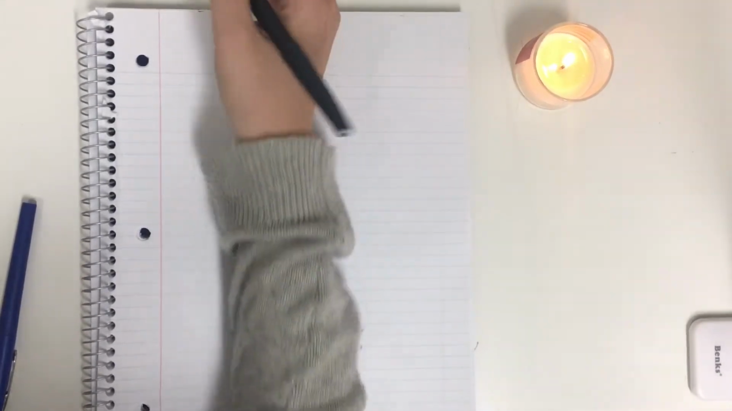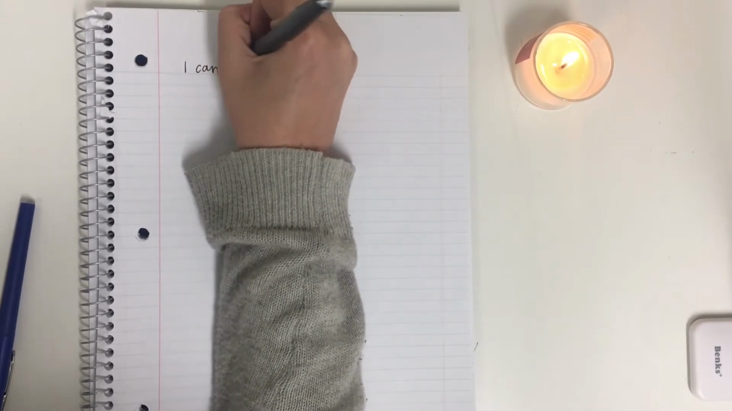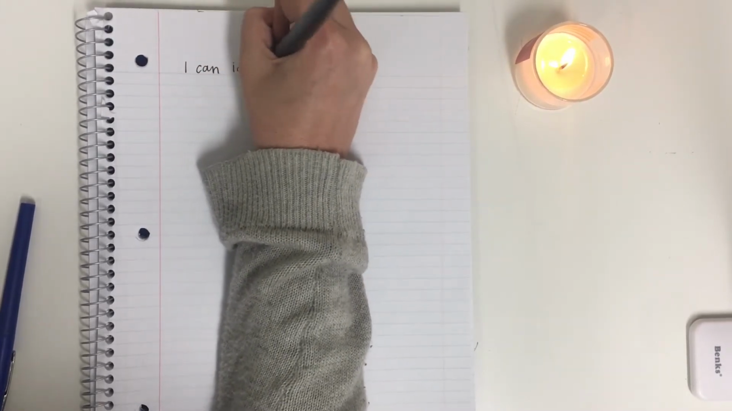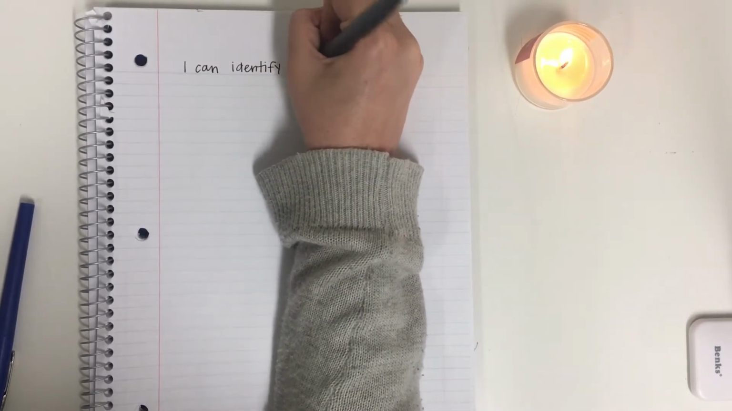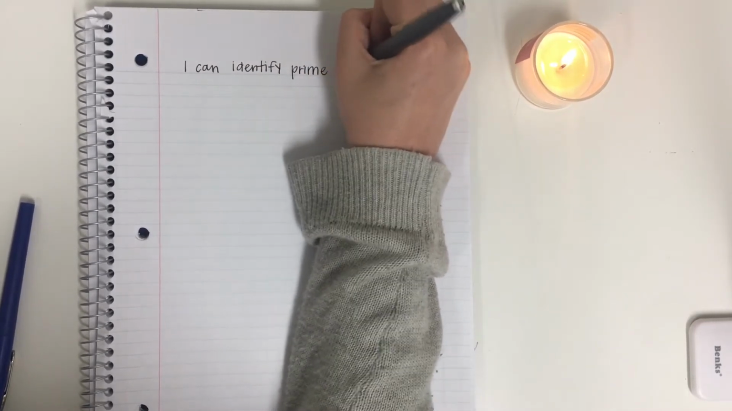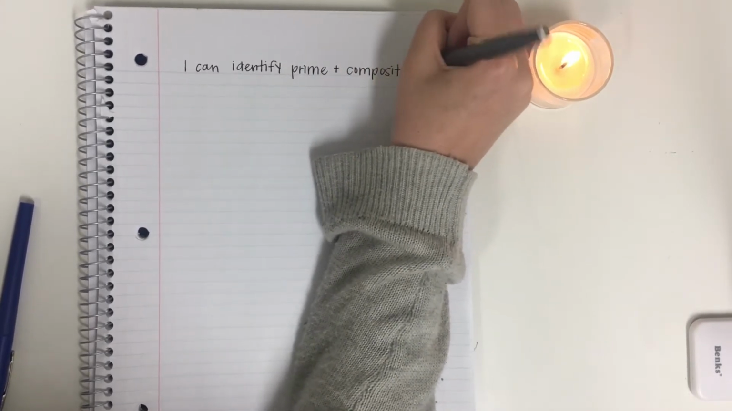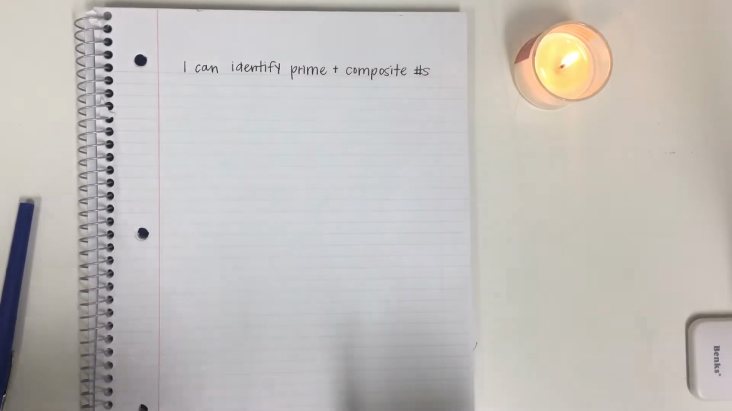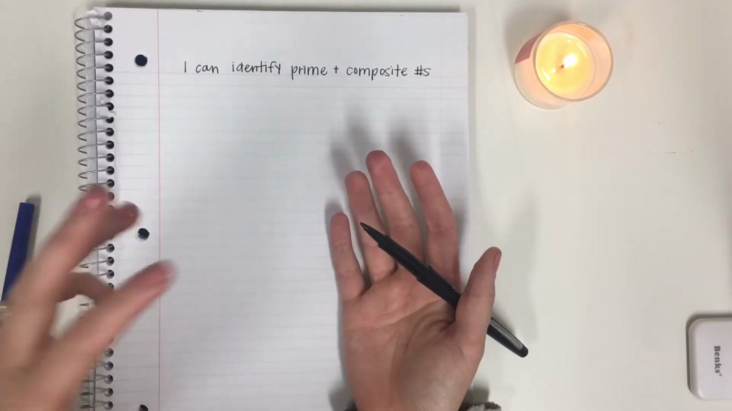Okay, let's write our objective for today. I can identify prime and composite numbers.